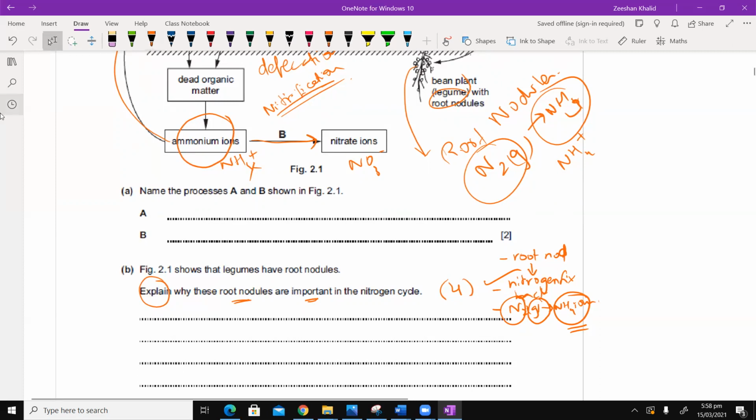ठीक है जी, चलें जी. So the next thing that we're going to do is basically do the MCQs, and alhamdulillah, then we're done with this topic.